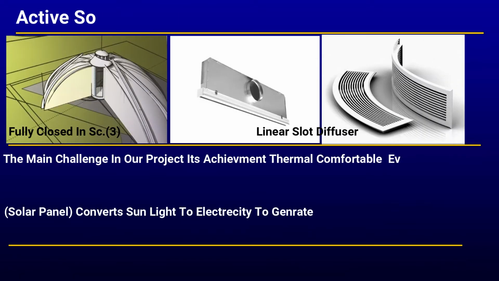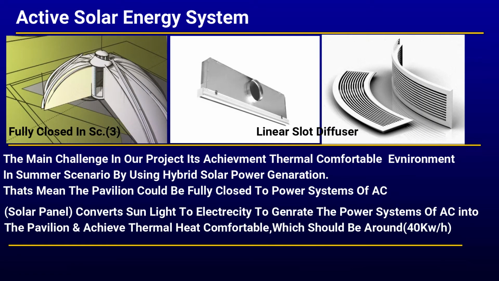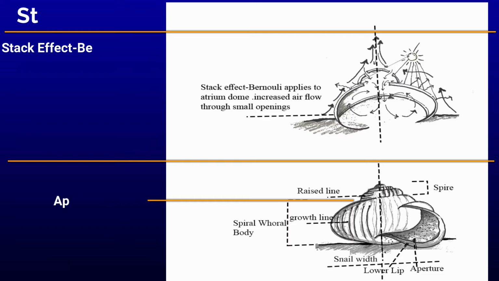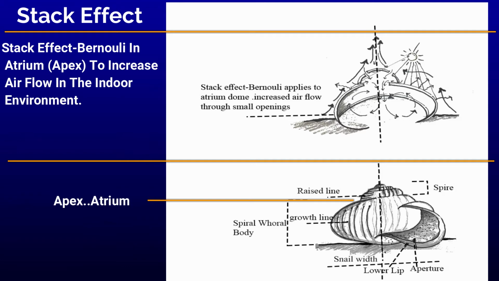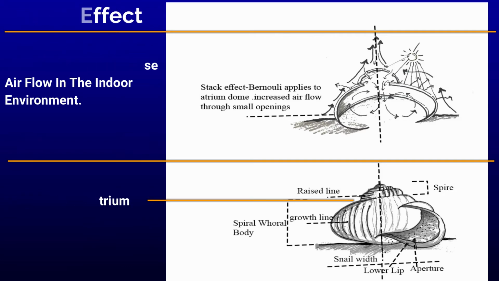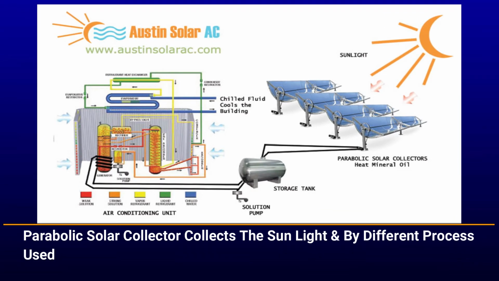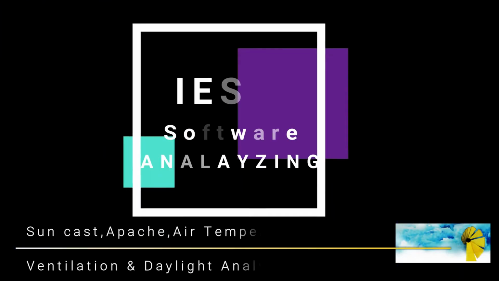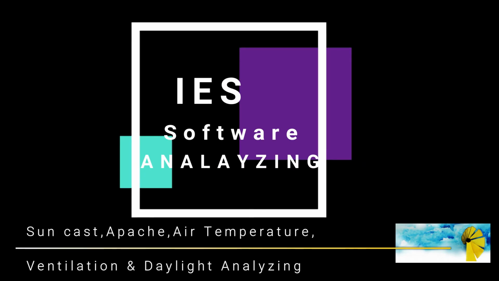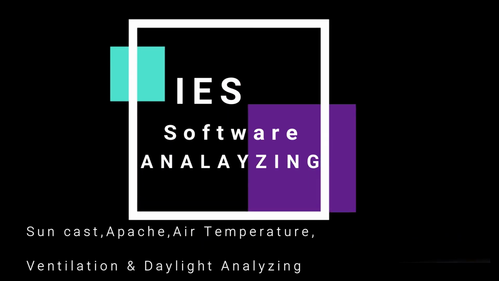The main challenge in our project is achieving a thermally comfortable environment in the summer scenario by using hybrid solar power generation. That means the pavilion could be fully closed, powering the AC system. Solar panels convert sunlight to electricity to power the AC system. According to IES simulation, our design improved to create another shell which contains 4 base case rooms.